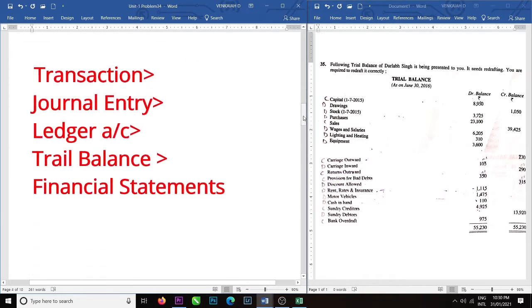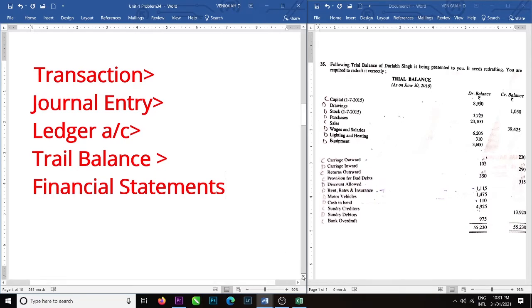Okay, so then we just know about the process in accounting. Transactions were written in form of journal entries. Journal entries were posted into ledger accounts. Closing ledger balances were posted in the statement called trial balance, either debit side or credit side according to the nature of the accounts. From the trial balance, we prepare financial statements. Those financial statements are trading profit and loss account and the balance sheet.